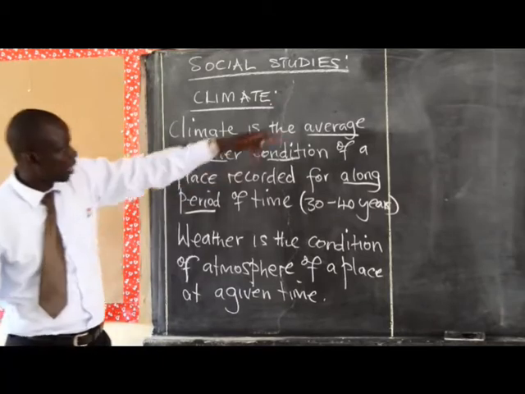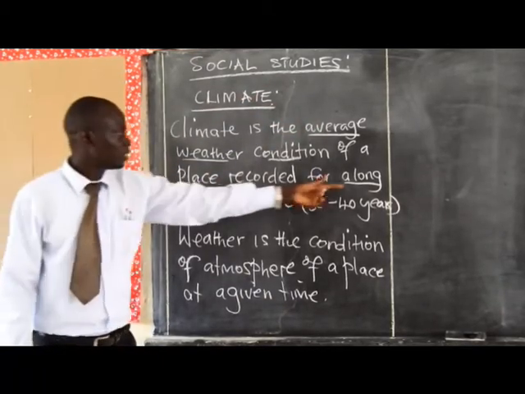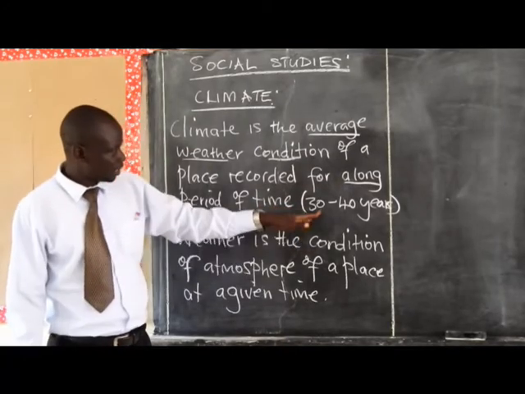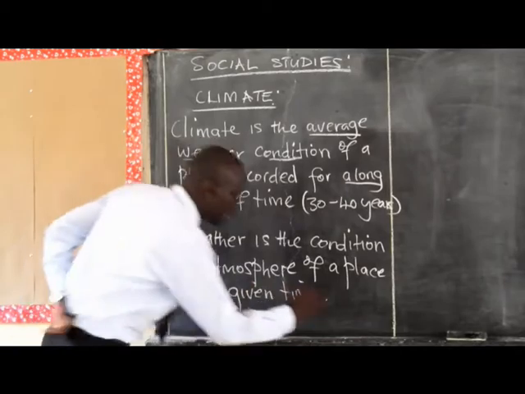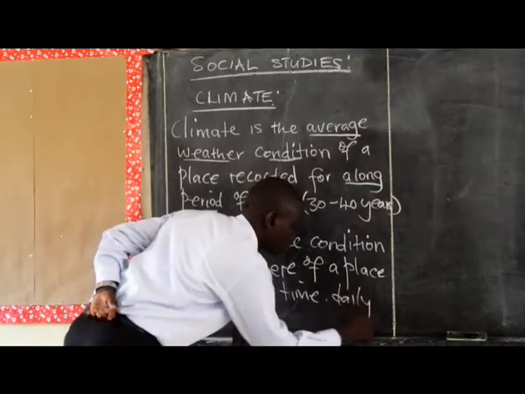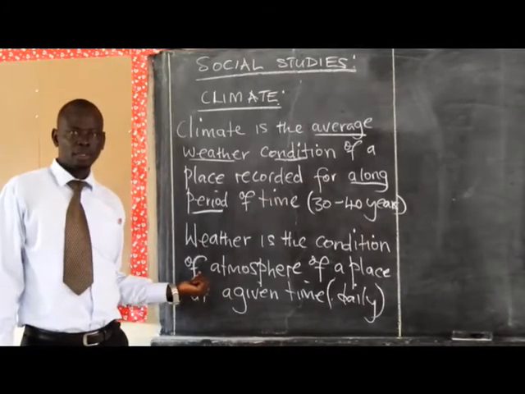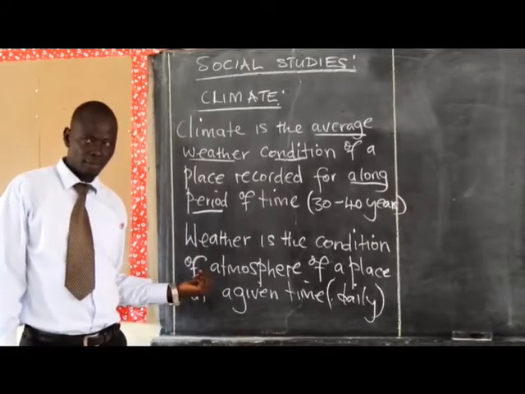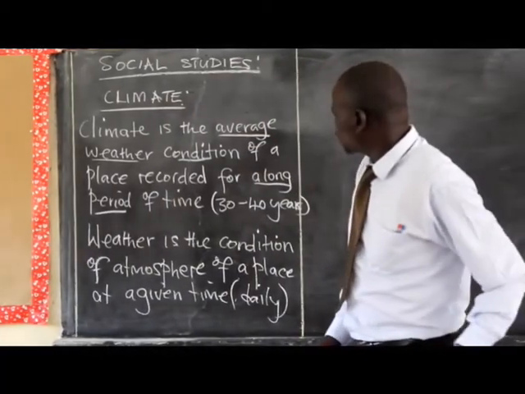That's why we are looking at average condition of a place, and the recording should be for a long period of time. That is 30 to 40 years. So that's weather, we are recording it daily. So that's the difference we have here. Are we okay, learners?